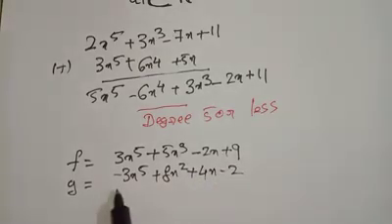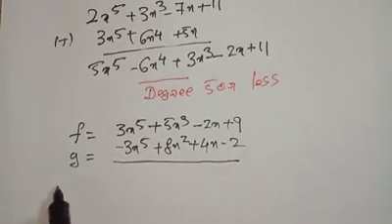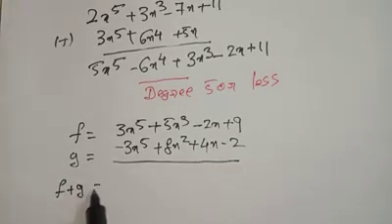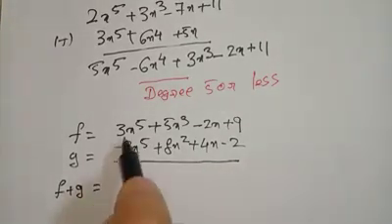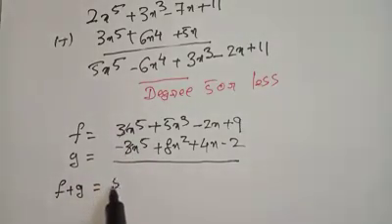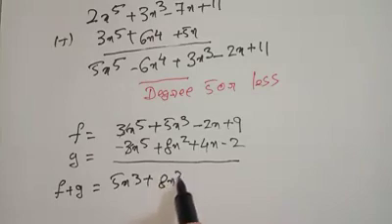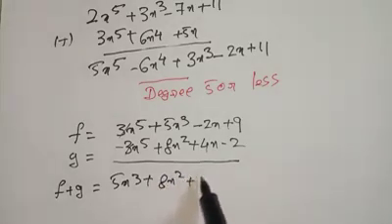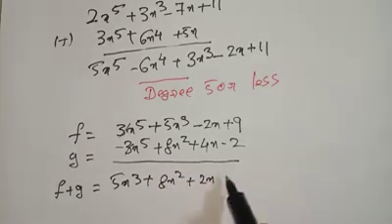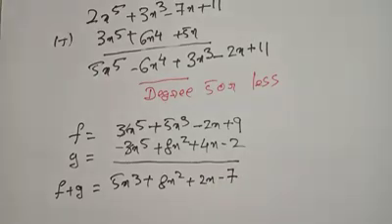So what would be the result? Let us see it. F plus g, how much would it be? This one would cancel out. This would be 5x cube, plus 8x to the power 2, plus 4 minus 2, 2x, and 9 minus 2, which is 7. So again it gives us a polynomial of degree 3.